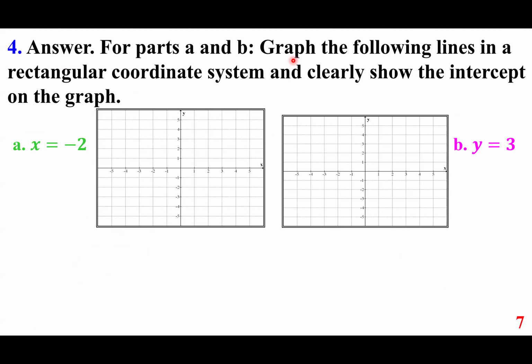Answer parts A and B: graph the following lines in a rectangular coordinate system and clearly show the intercept on the graph. X equals -2 clearly gives us the x-intercept at (-2, 0), so 2 to the left, right here, and you have a vertical line. Y equals 3 has a y-intercept at (0, 3), right here, and it is a horizontal line.